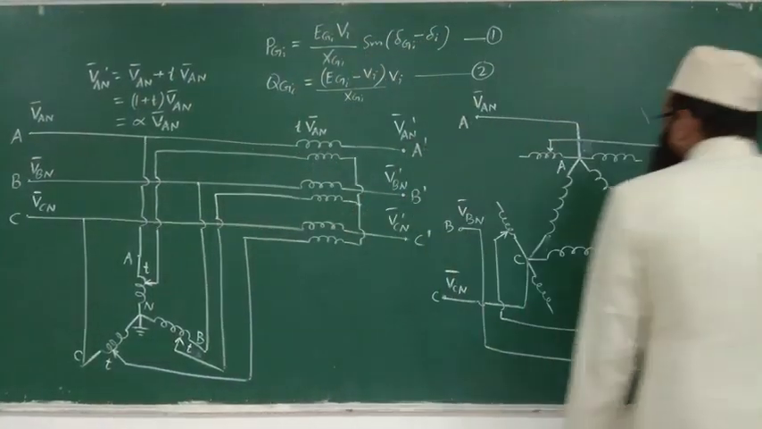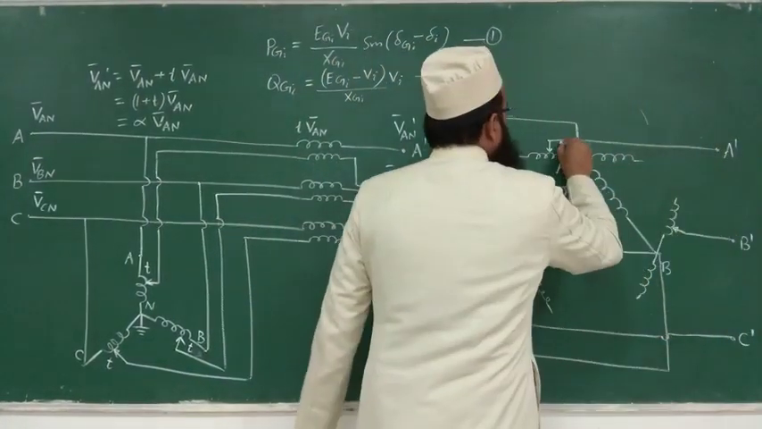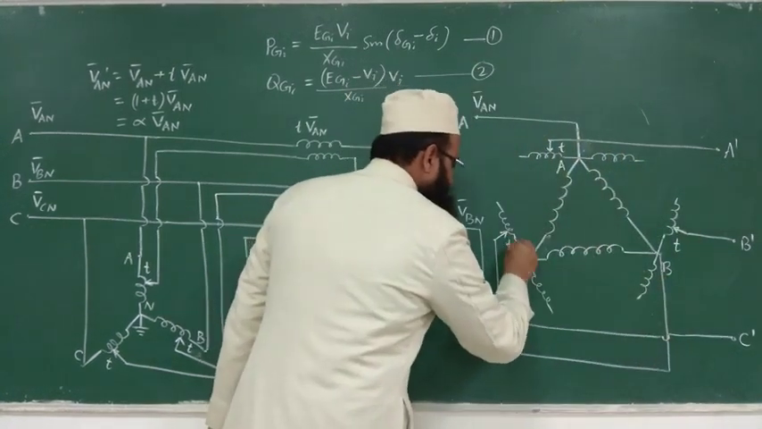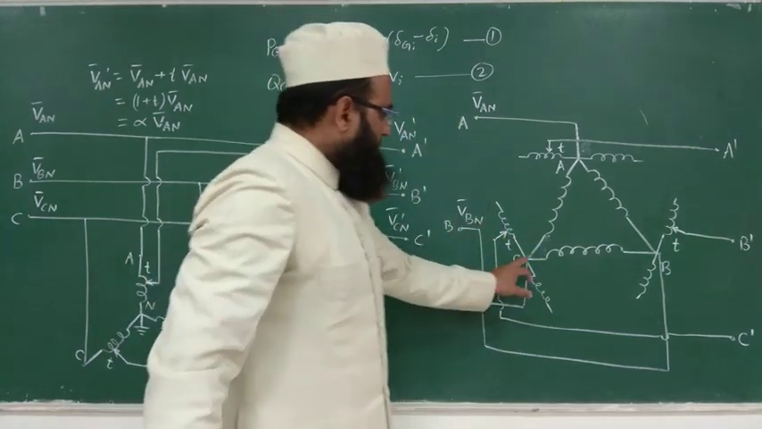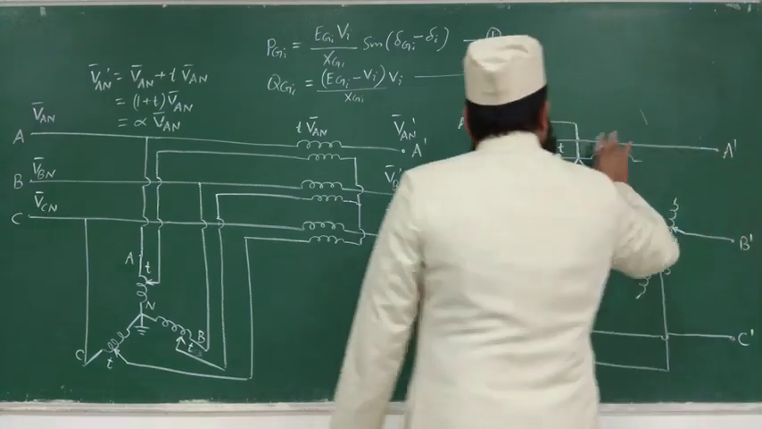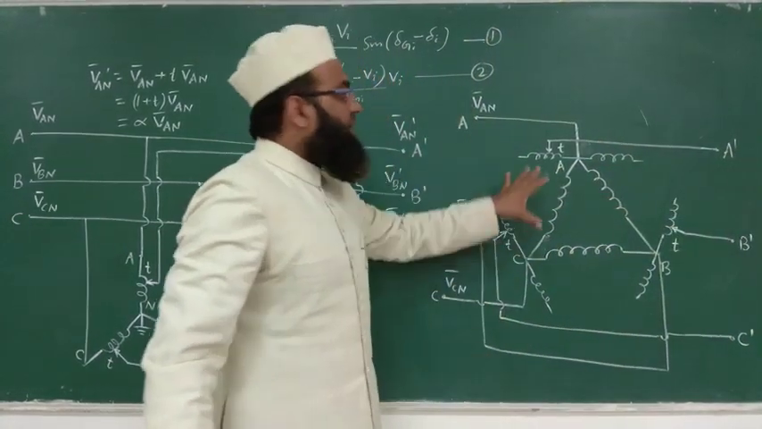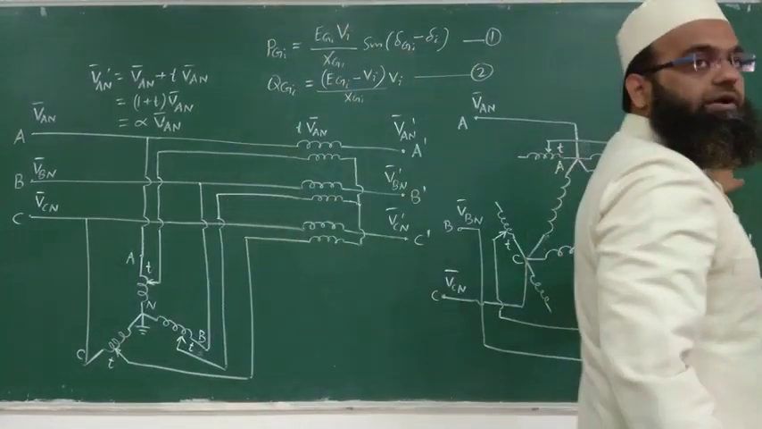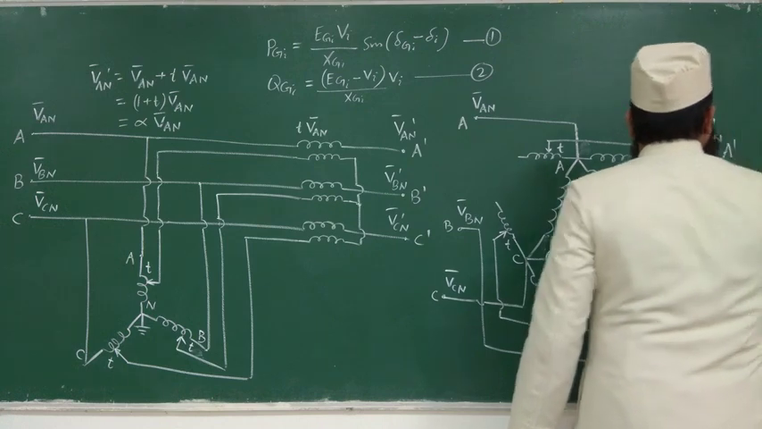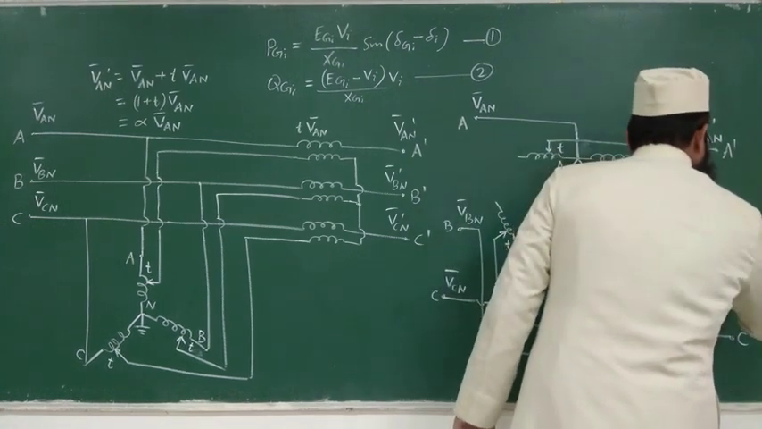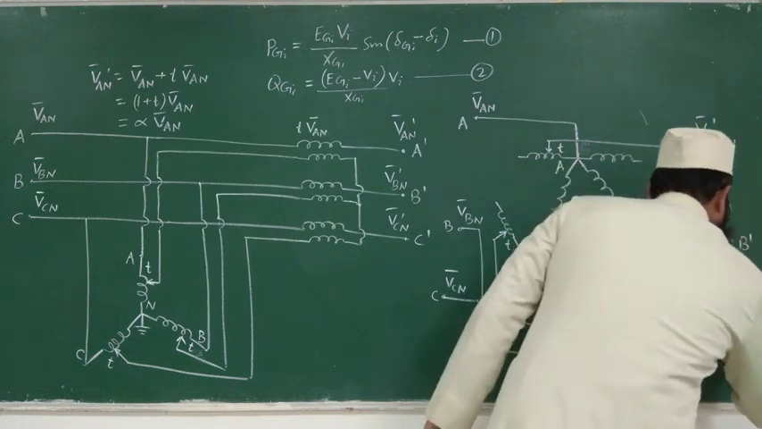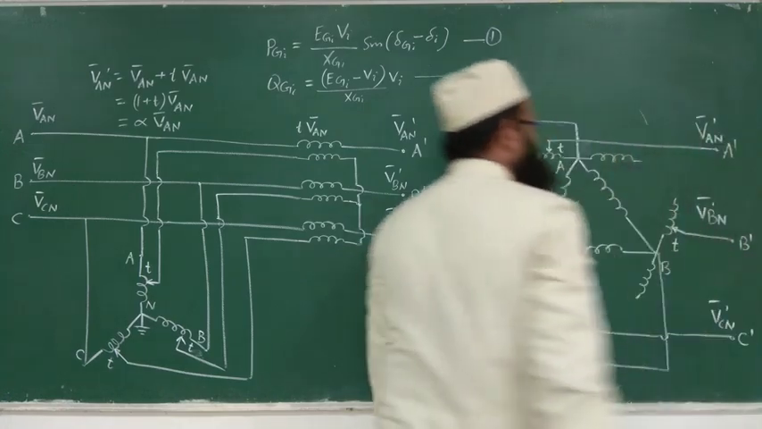So again the settings must be the same. If this is T, again this must be T, this must be T, is not it? So whatever voltages have been added in the corresponding phases, the resultant again we can obtain here. So again say this is VAN dash, this is VBN dash, and this is VCN dash.